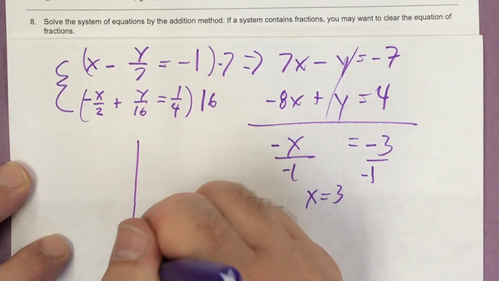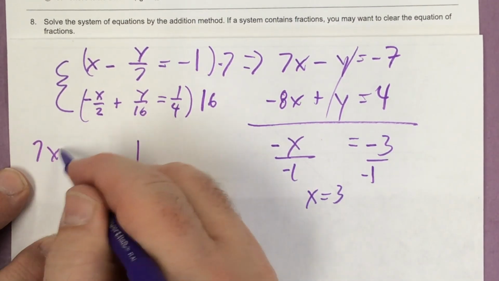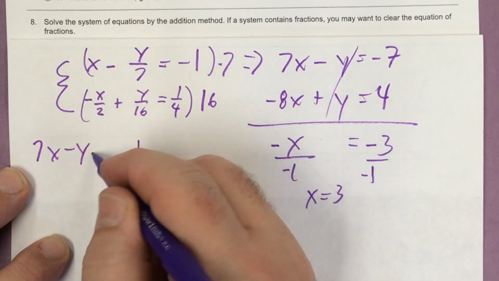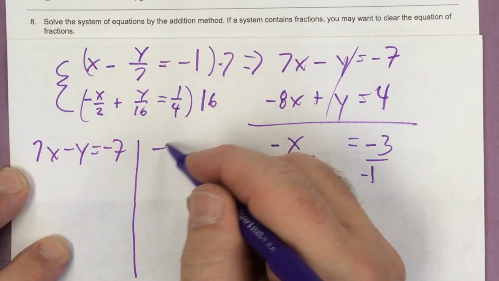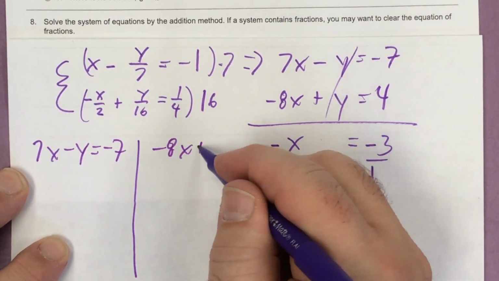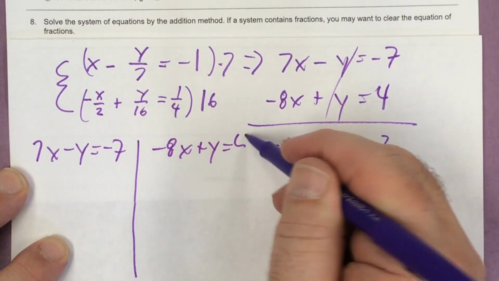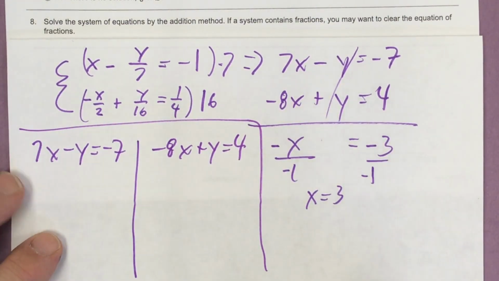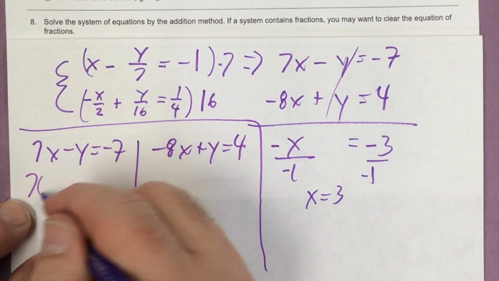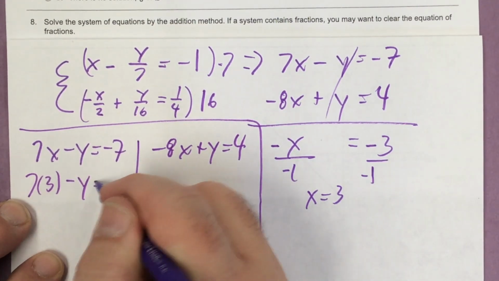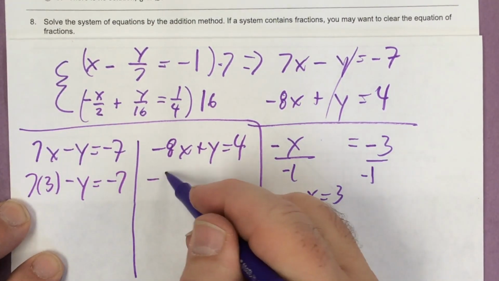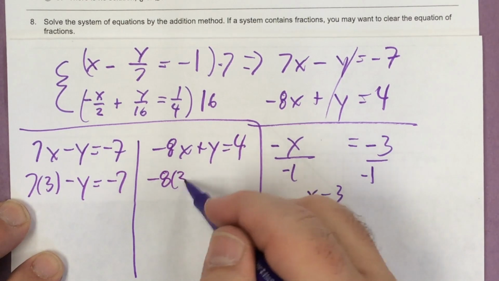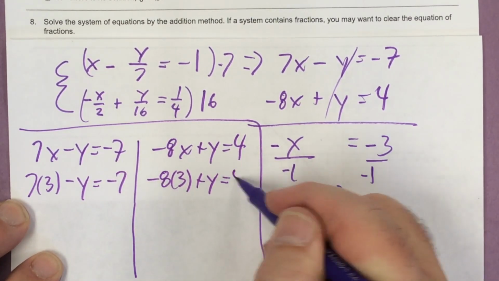So I'm going to write down the equations I have here. So 7x minus y equals negative 7, and then negative 8x plus y equals 4. I'll show what this looks like with the fractions here in a little bit. So if I put that in, that'll be 7 times 3 minus y equals negative 7. This will be negative 8 times 3 plus y is equal to 4.